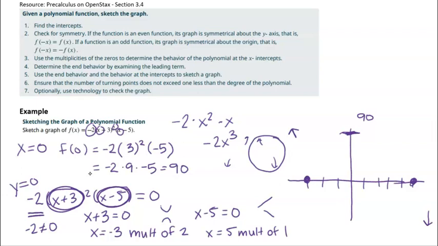Ensure that the number of turning points does not exceed 1 less than the degree of the polynomial. Perfect. So our degree is 3. The number of turning points must be 2 or smaller. So let's see, if I connect this down to the 0 and I know that it's a bounce, it's going to look like this, and then I'm going to go up, and then I have to go through here. I only have 2 turning points, right? 1 and 2, wherever that is. Perfect. And then you can always check your answer on Desmos and make sure that you have done that correctly.